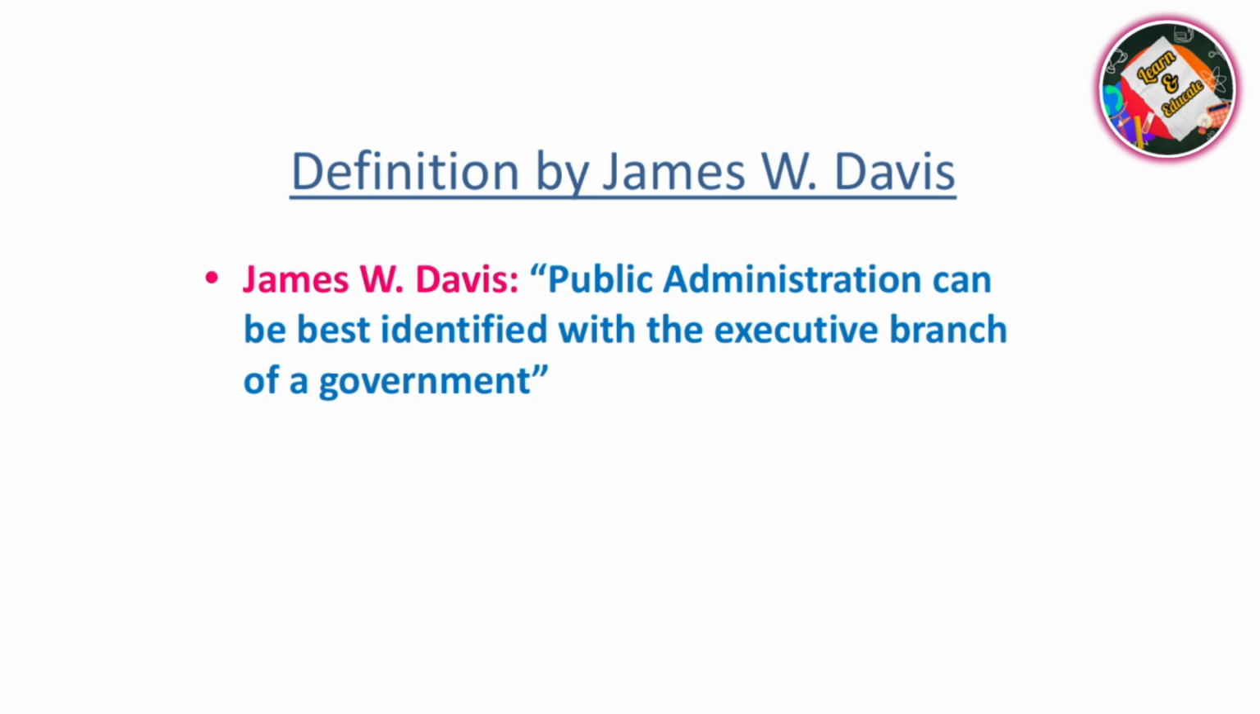The executive branch is a specific structure of a government, rather than a vague or broad concept. As per James Davis, public administration can be best identified with the executive branch of the government. It performs the administrative tasks, enforces regulations, delivers public services, and manages the resources. It ensures compliance with the government rules. The executive branch executes what the legislature has given for the purpose of citizens.